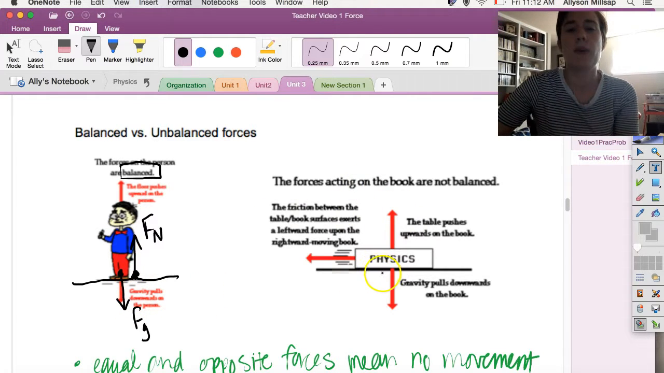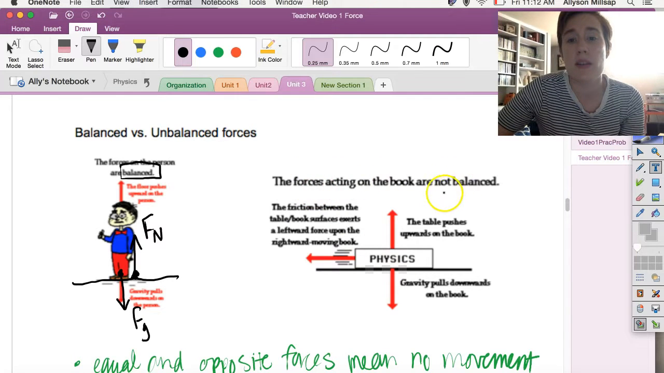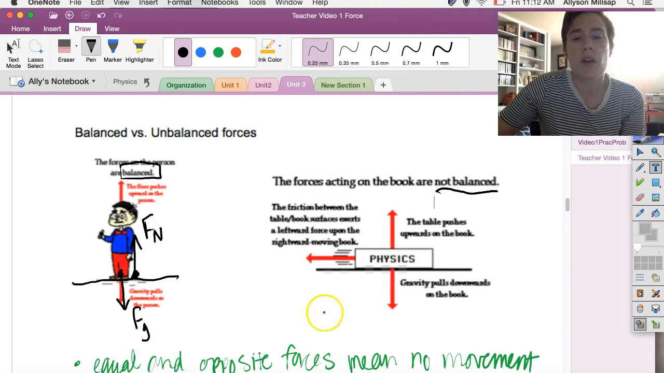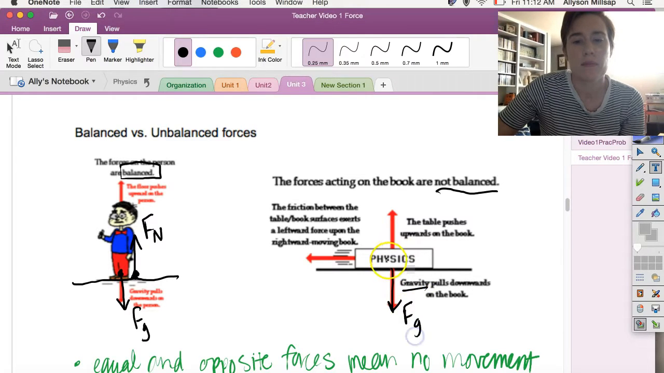Now let's look at this book. The forces acting on the book are not balanced. Okay, so here's the book. The book is pressing down on the table due to gravity. Okay, and the table is pressing back up on the book, and that's our normal force.